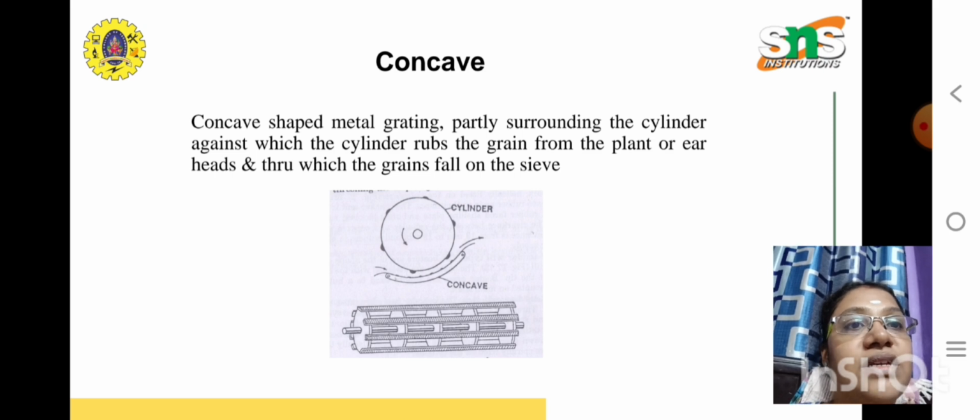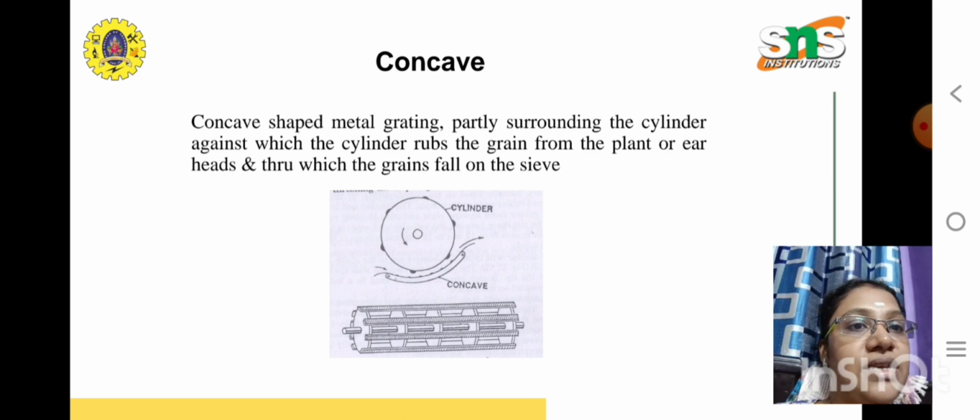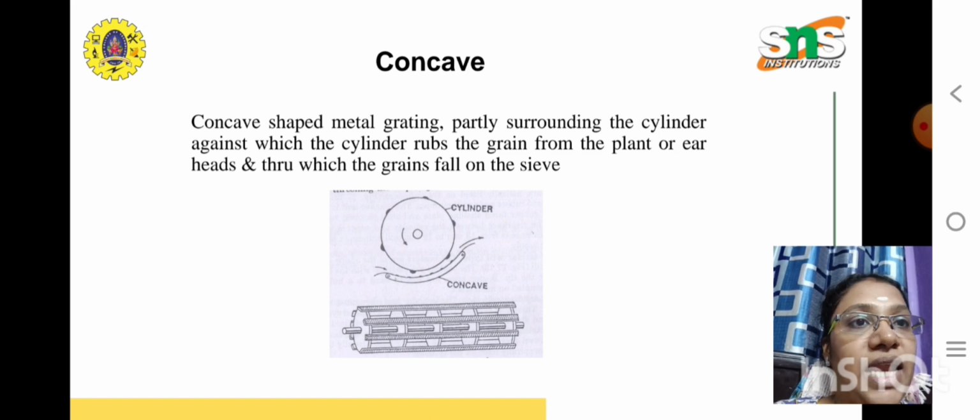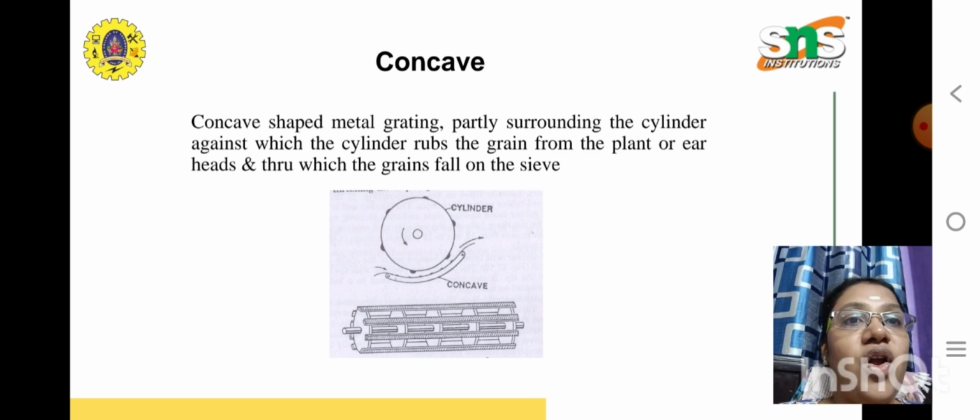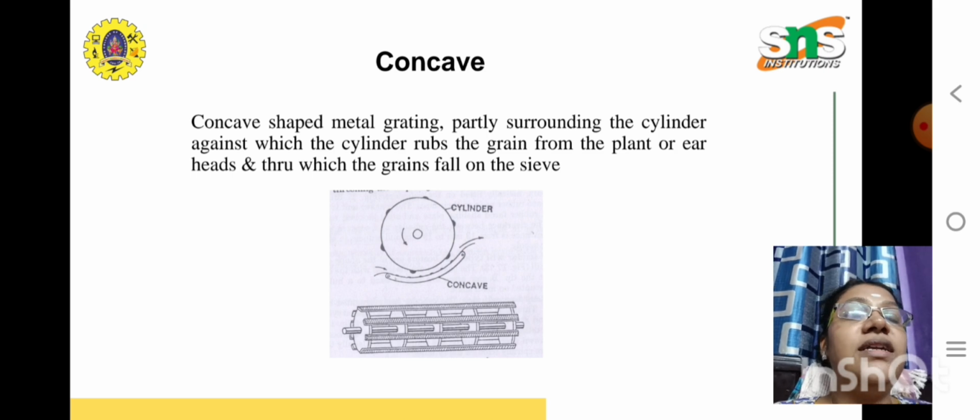The concave, as we can see in the picture, where a concave and a cylinder are there. You can see the overall picture at the lower end, where a concave-shaped metal grating partly surrounds the cylinder, against which the cylinder will rub the grains from the plant or ear heads, and through which the grains will fall on the sieve. So these are the different components of a thresher.